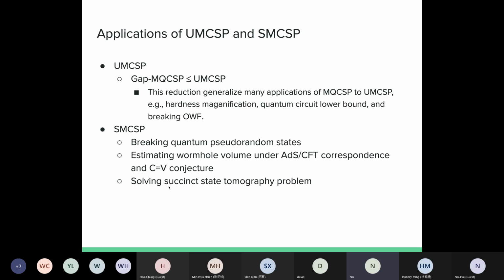And the last thing is about tomography. So if you can solve this problem, then you can solve a state tomography problem. So it's another state tomography problem we defined in this paper.